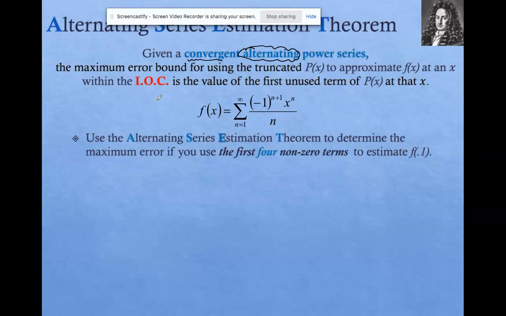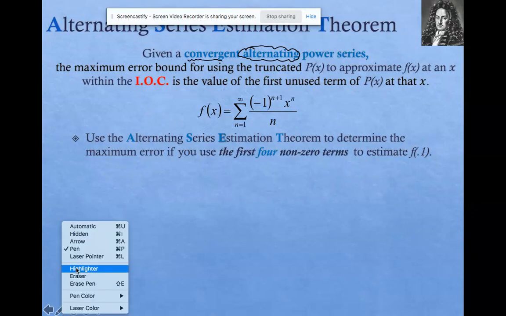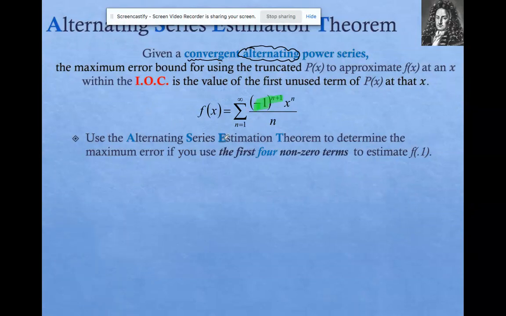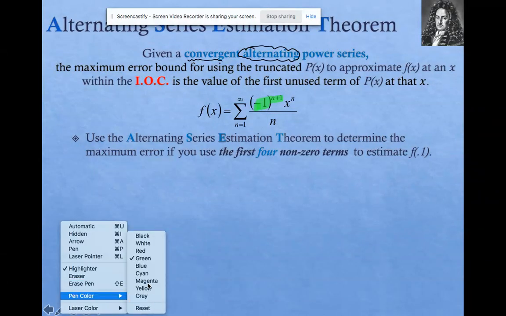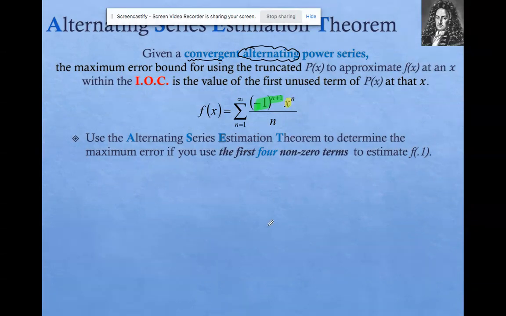What? So, for example, given this series here, it is alternating. It is a power series. I want you to use the alternating series estimation theorem to determine the maximum error if you use the first 4 non-zero terms to estimate the function at point 1.